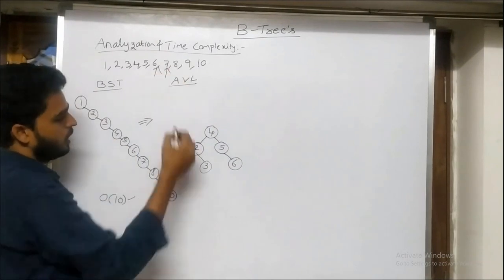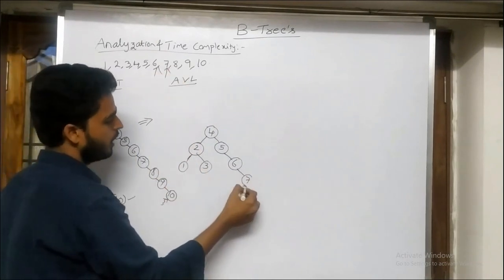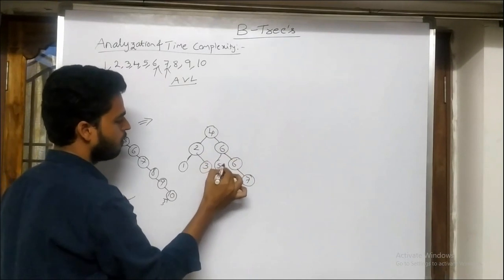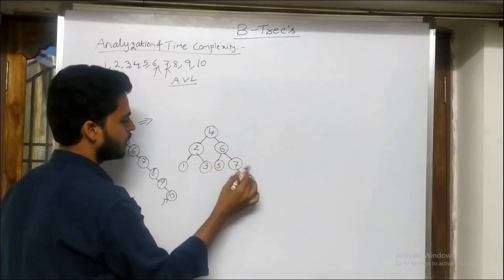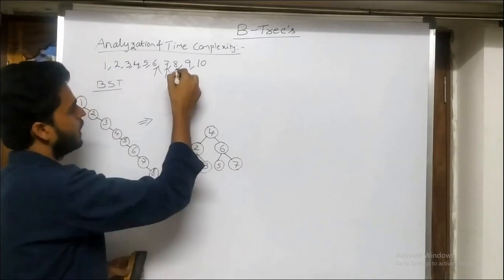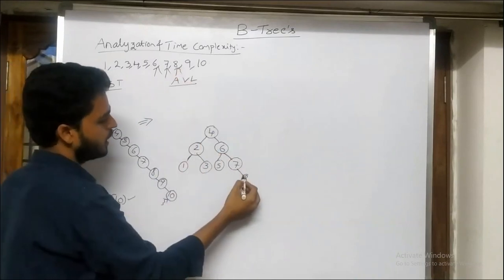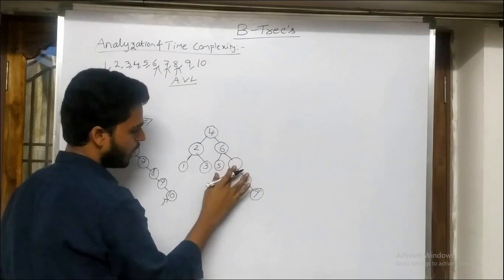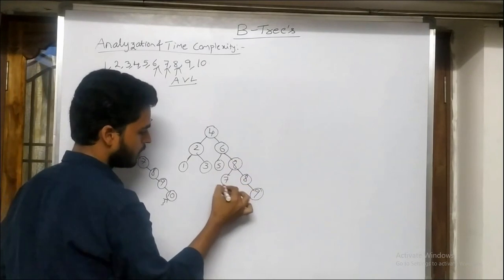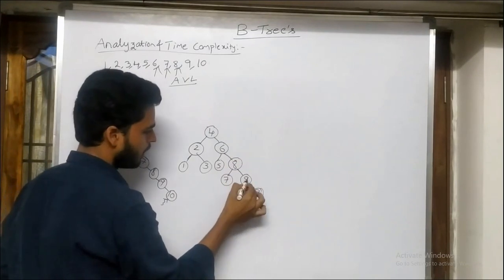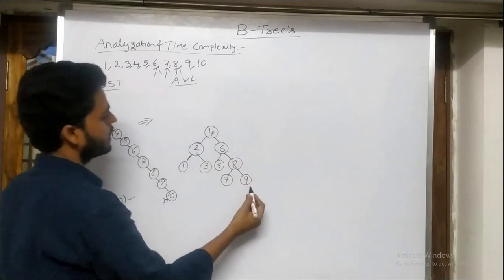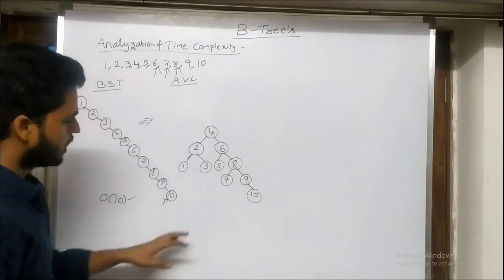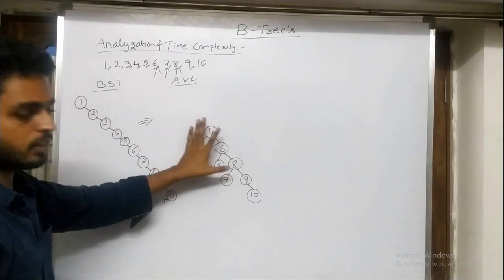Then I will insert 7. If I insert 7, again it is going to violate, so I will get 6, 5, 7. Then I will insert 8. If I insert 8 here, there is no violation. If I insert 9 here, there is a violation. Because of this violation, I am going to get 7, 8 and here I will get 9. Next I will insert 10. Because of this insertion of 10, this tree will get violated.